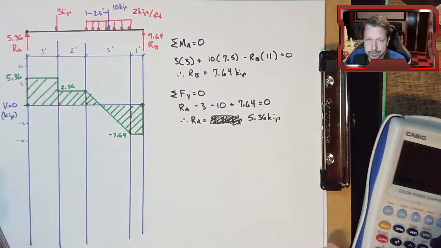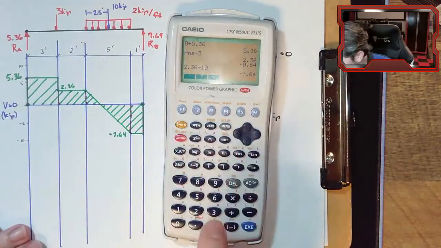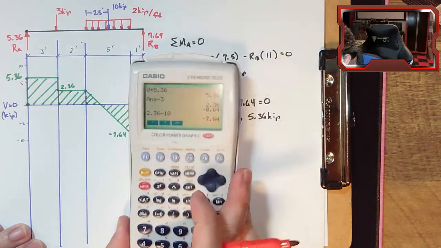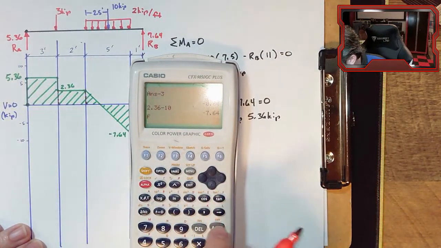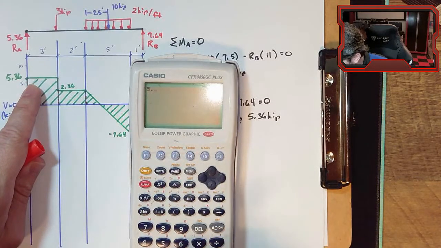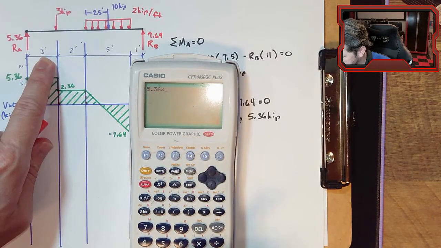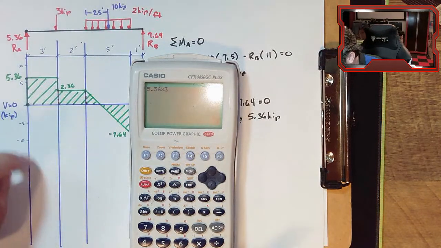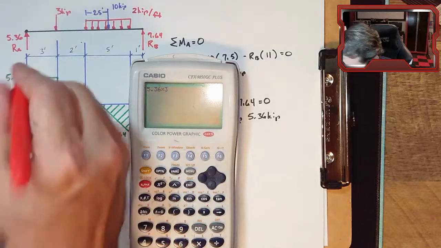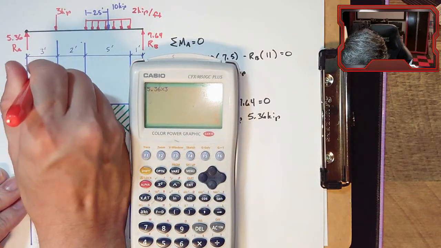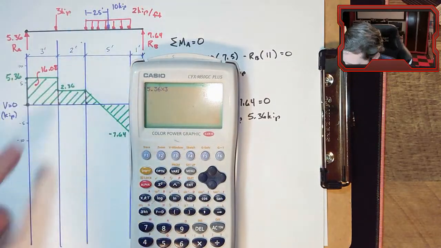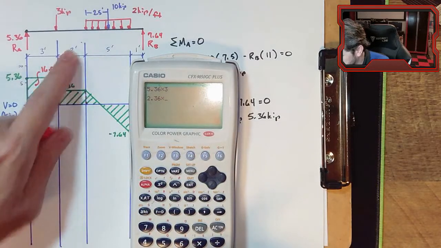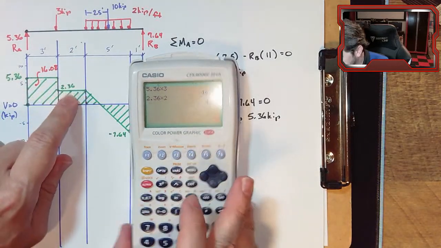So the rectangles are easy. Height, what have I got going on there? 5.36 times a base of 3. This is kip feet, so that makes sense for a moment, kip feet. 16.08. 2.36 times 2. This area is 4.72.